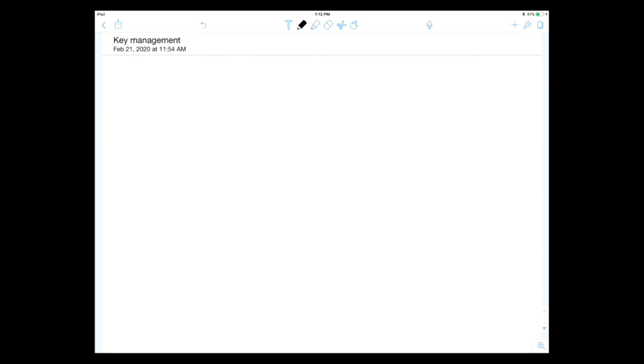Okay, so let's say that you have Alice wanting to talk to Bob. And in order to encrypt the message for Bob, she needs Bob's public key. But how is Alice going to get Bob's public key?